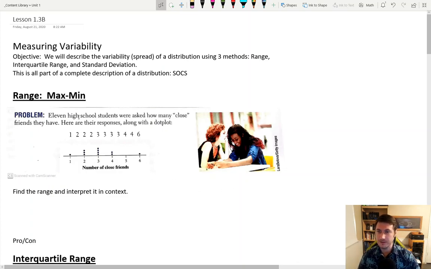So our objective here, we will describe the variability or spread of a distribution using three methods: the range, the interquartile range, and standard deviation. And remember, this is all part of a complete description of a distribution, which we abbreviate SOCS for shape, outliers, center, and spread. So we are looking at the spread or the variability.